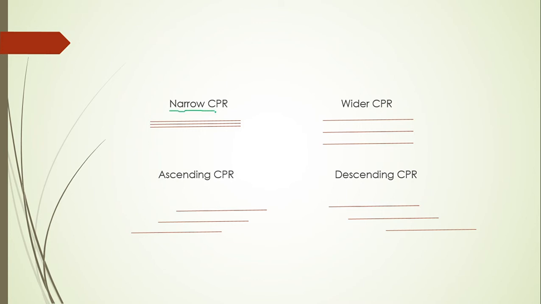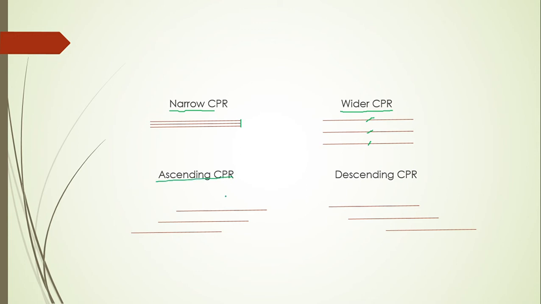Narrow CPR, where the top, central and bottom CPR will be close to each other. This kind of CPR will not act as a strong support or resistance, and they are easy to break. The next one is a wider CPR, where the top, central and bottom CPRs will be far from each other. They will act as strong support and resistance, and they are very tough to break.